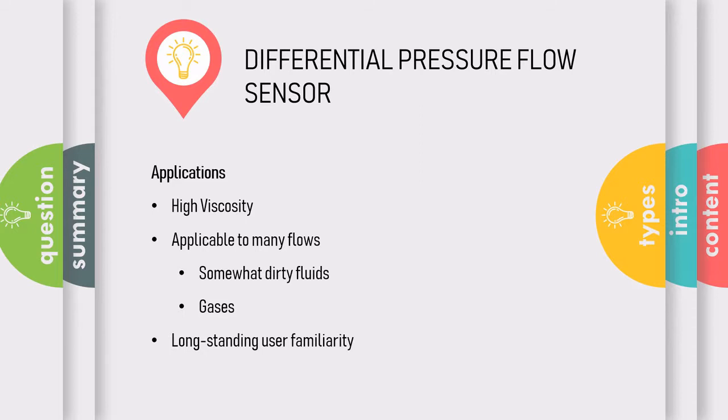There are some things that should be taken note of about differential pressure flow sensors when they are being used. One of the things is that it should not be operated at a high viscosity, as a high Reynolds number will decrease the accuracy of the sensor. It is applicable to many different types of flows, such as dirty fluids or gases, but depending on what it is used to measure, it could compromise the accuracy.